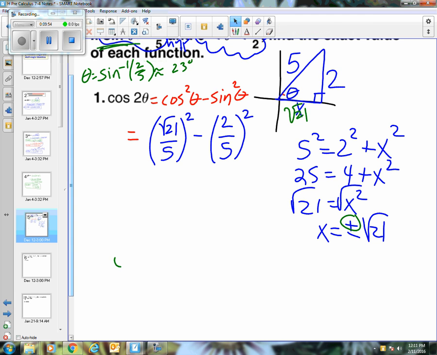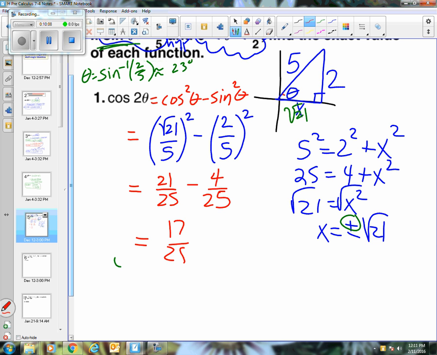Order of operations, though, what would you do? Well, you'd square, and what's the square root of 21 squared? Well, 21. And then 4/5 squared, or 2/5 squared would be 4/25. Do you already have a common denominator? Sure thing. And you get right to your 17/25. It's actually not that bad.